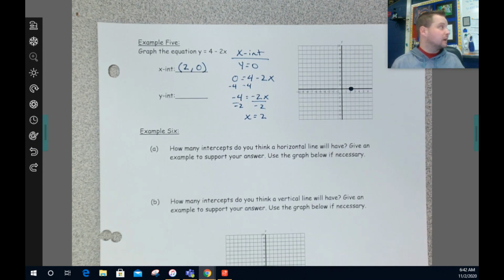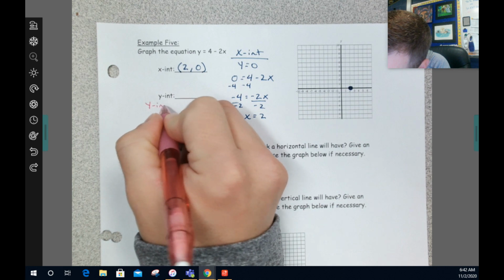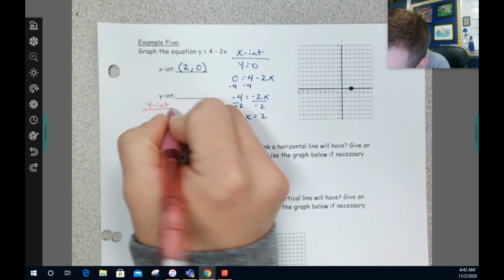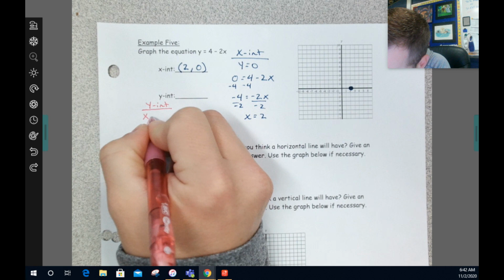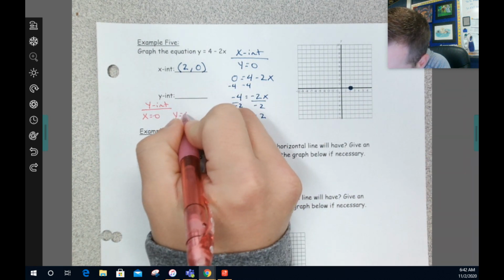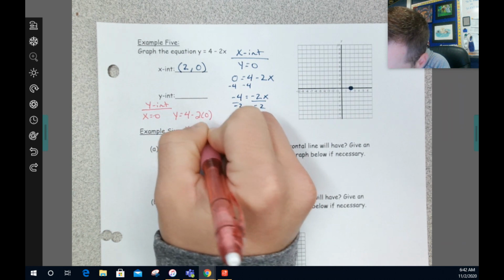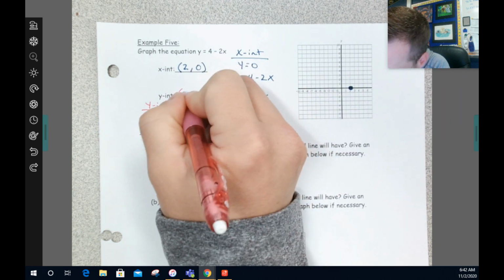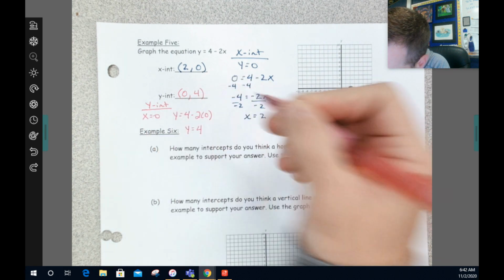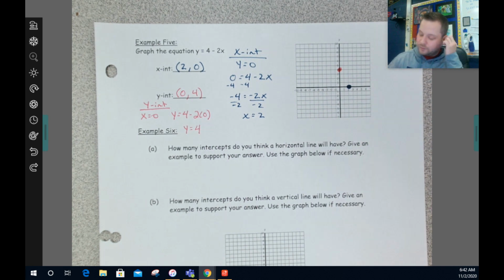Second one, we want the y-intercept. So y-intercept, right away, x equals 0. So substituting x equals 0, I'm left with y equals 4 minus 2 times 0. We are going to get y equals 4. So our point there would be (0, 4). Stay in the middle. Go up 4.